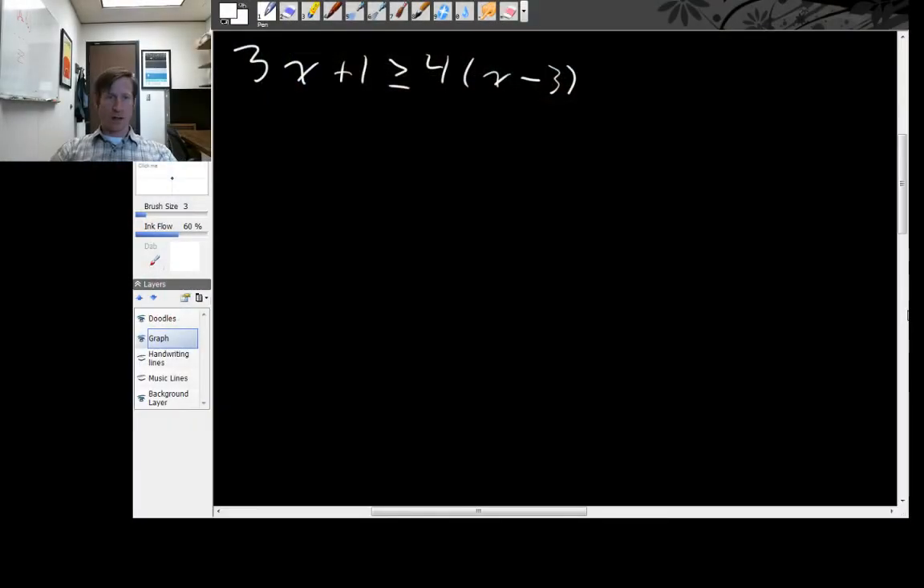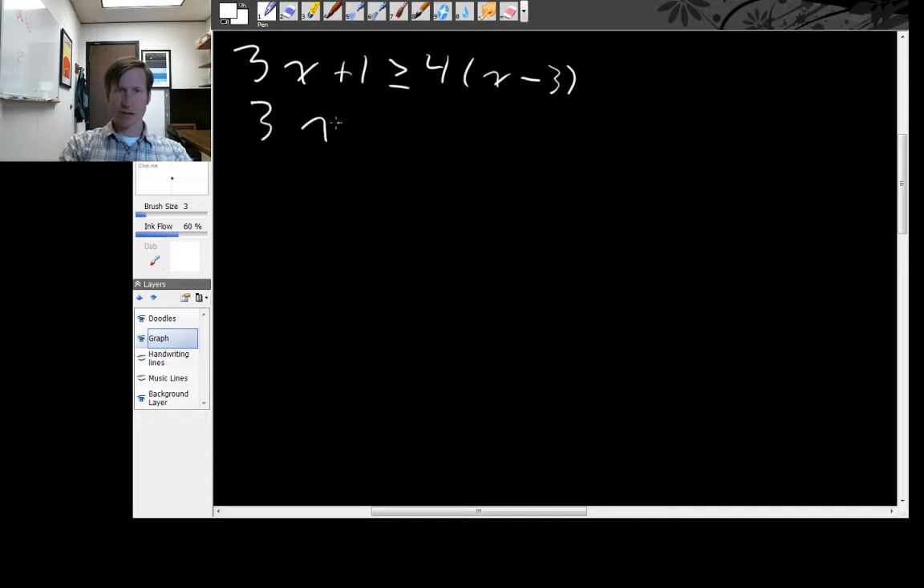Hi everybody, I'm going to show you solutions to a few more problems from that old final exam. Let's have a look. Alright, this is number 2, so solving 3x plus 1 greater than or equal to 4 times x minus 3. So first we need to solve this for x, so we'll start out by simplifying everything.